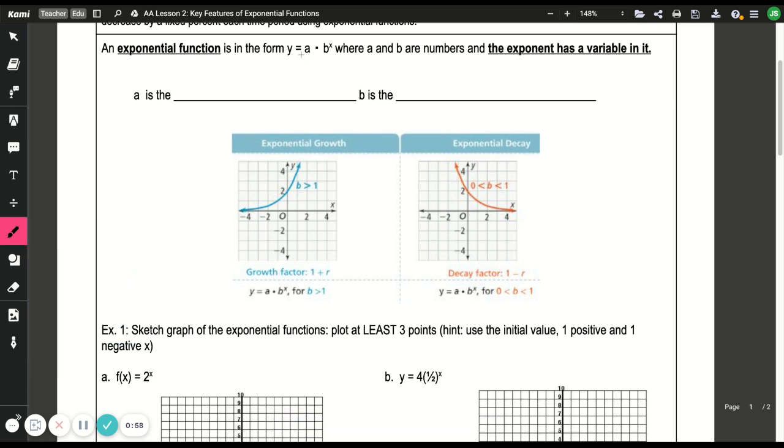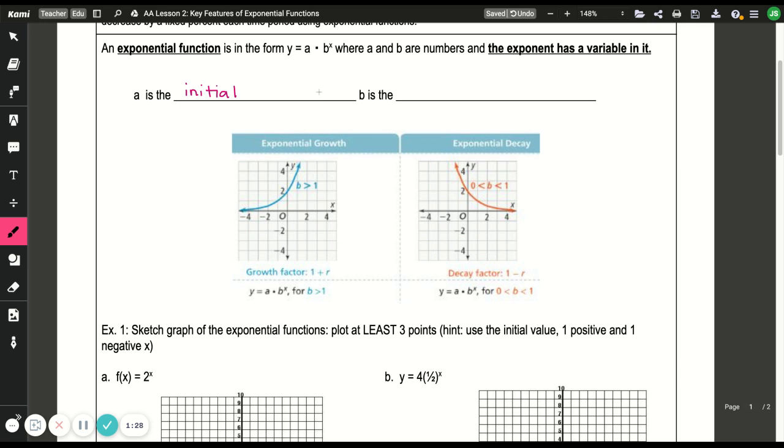Y equals a times b to the x. A and b are numbers. X and y are the variables. So it's an exponential function if the variable is in the exponent. A is what we call the initial value. So if you start with like $10, and it's exponential if you keep multiplying it by the same amount.